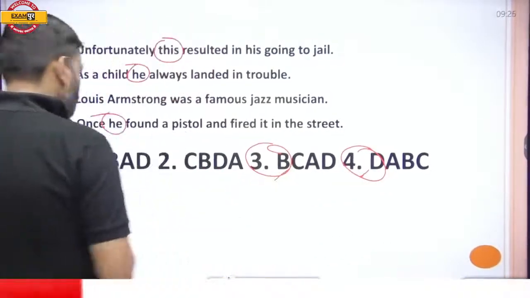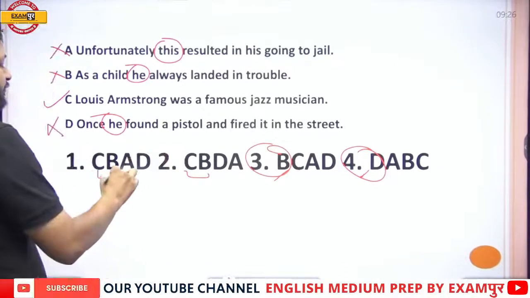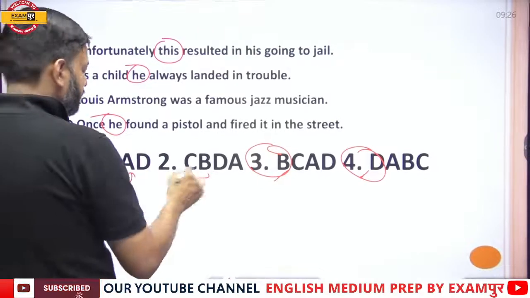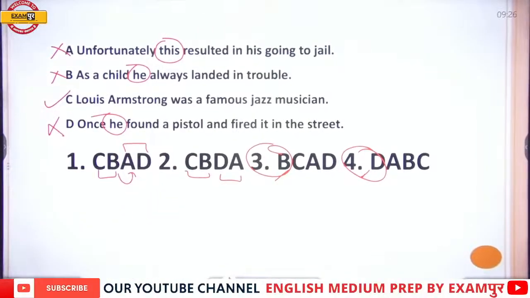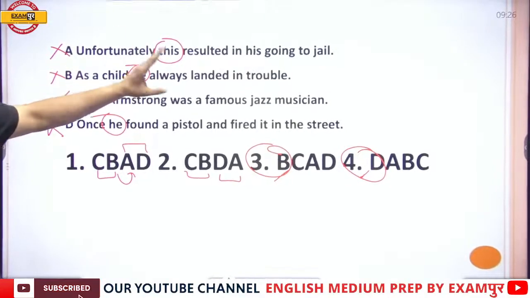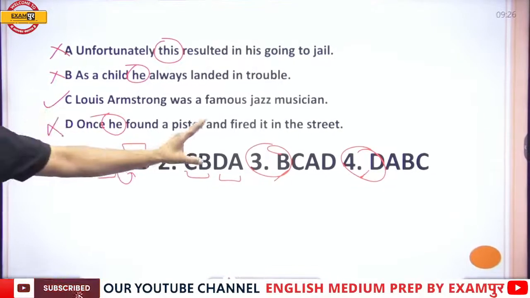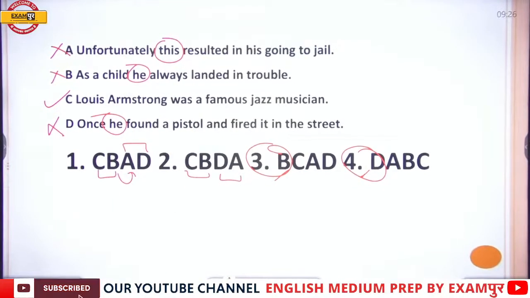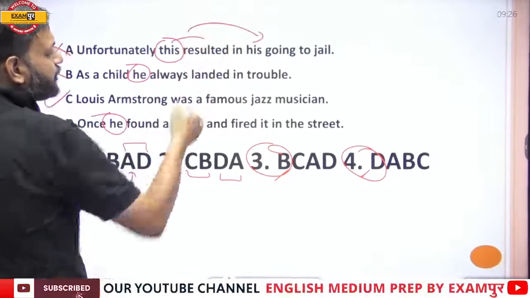Eliminate them. Now C and B are common. After B we have A. So here the pair is AD and here the pair is DA. So now make the pair AD or DA. So A: unfortunately this resulted in his going to jail. D: Once he found a pistol and fired it in the street. So this resulted in his going to jail.